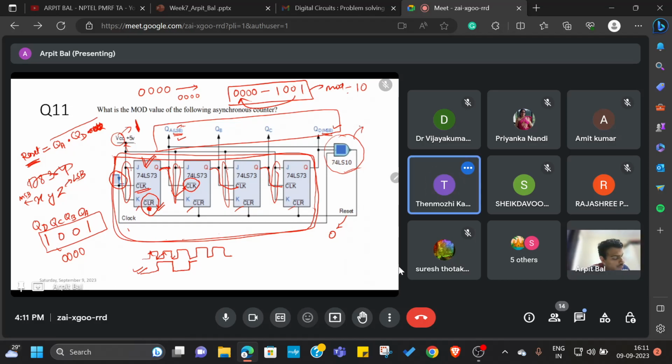What happens is this Q output, let me call it QA, is acting as a clock to the next flip-flop. The next flip-flop will also follow this trend: whenever it sees that there is a drop, it will toggle.